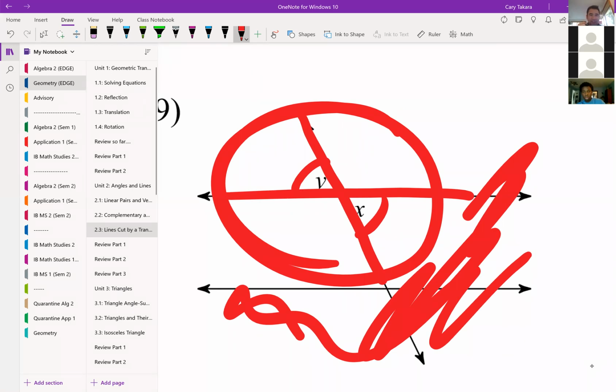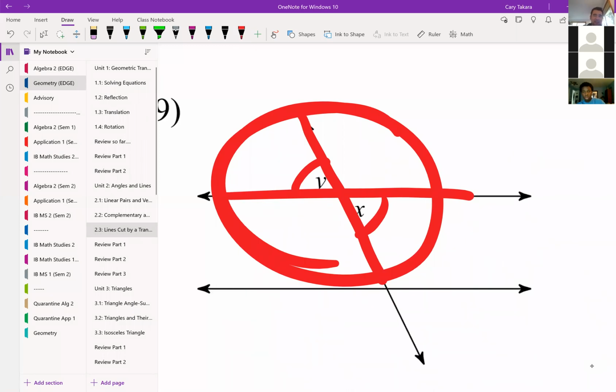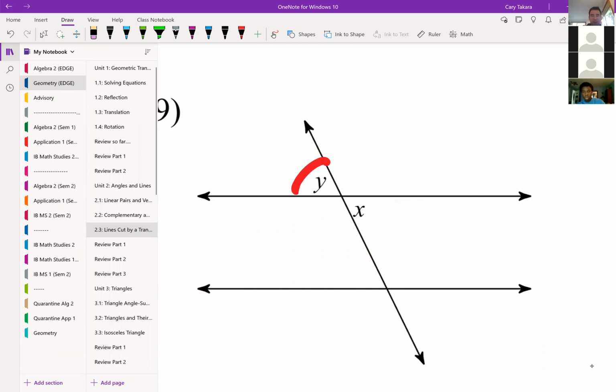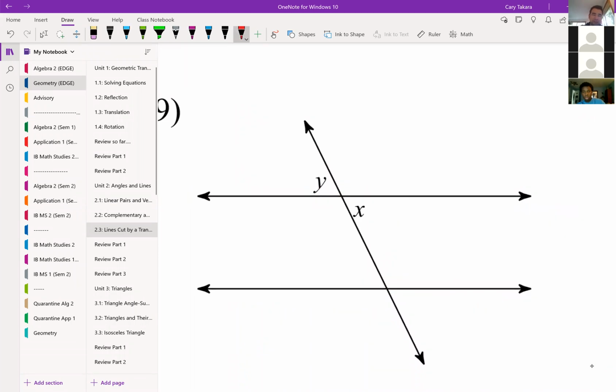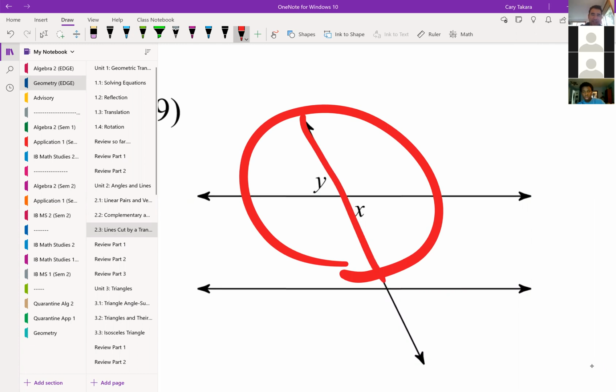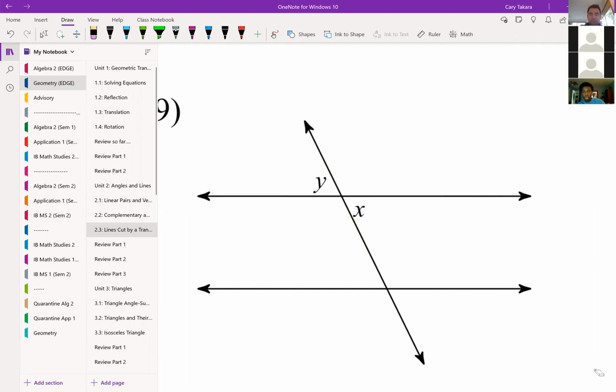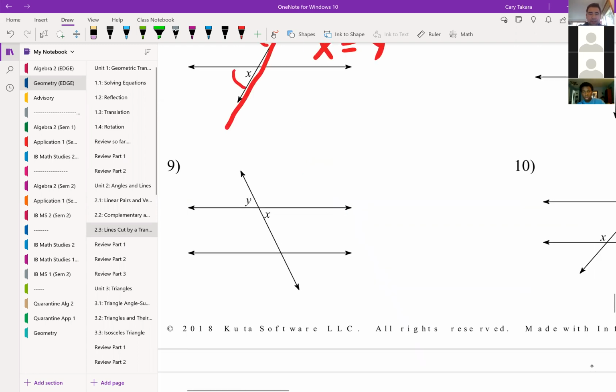This is vertical angles. I know we've got this parallel line going on, so you're thinking, well, is this corresponding angles or is this an alternate interior, whatever, right? But if you just focus on this part, here are 2 lines and they are opposite angles. So this is vertical angles, okay? And vertical angles are equal to each other. Right? So X equals Y.